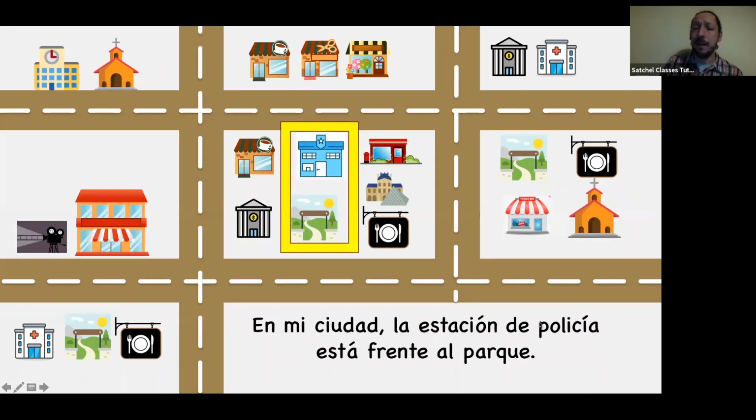En mi ciudad, la estación de policía está frente al parque. I'll repeat that. En mi ciudad, la estación de policía está frente al parque. Okay. Now, I want you to take note of all these prepositions that I'm using and how each place relates to the other one. So, of course, we're talking about the police station, and we are also talking about the park. So, in relation to the park, where is the police station? And of course, you are going to have a word in your mind, and that is the one that we are using for frente al.